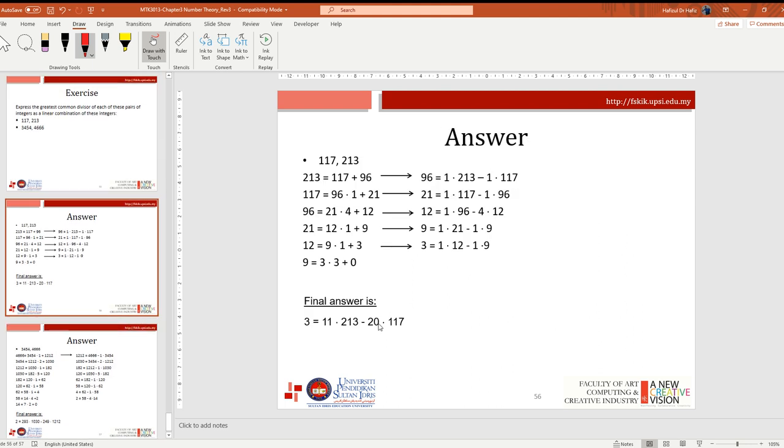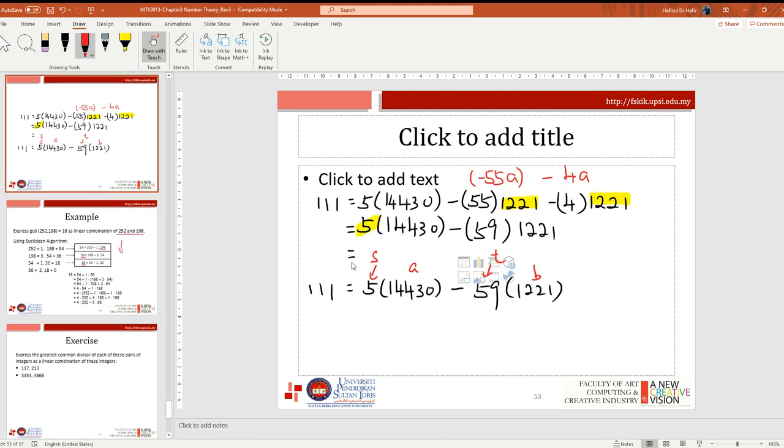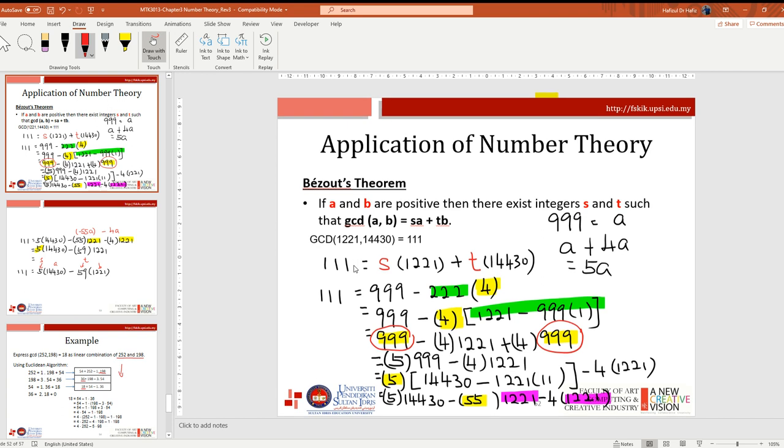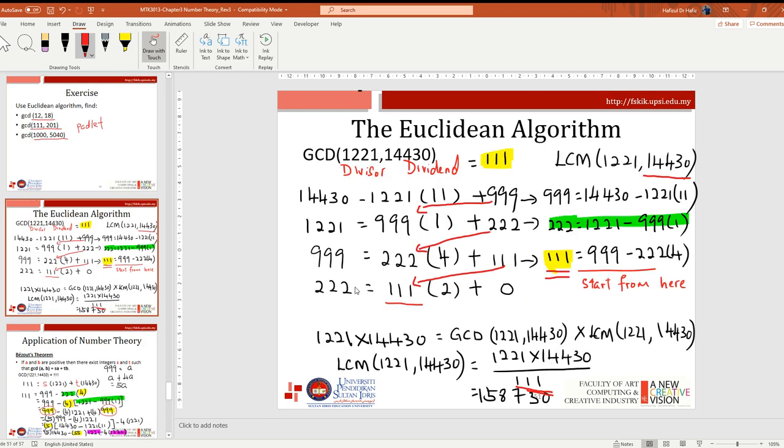Okay, and then this one is for the exercise. This one you can go for the answer. This one is the answer. Okay, we go to the next exercise. This one is for number theory and the Euclidean algorithm, next week.